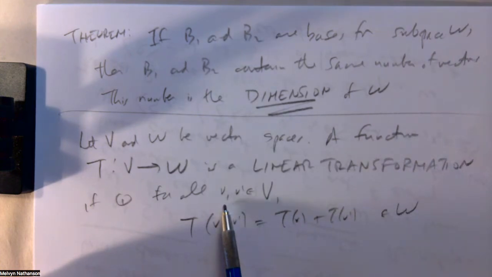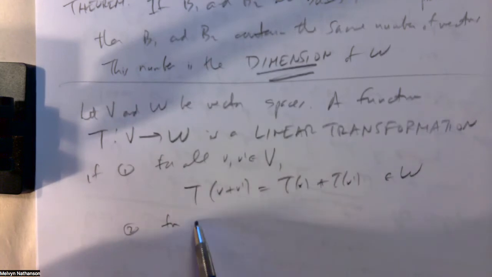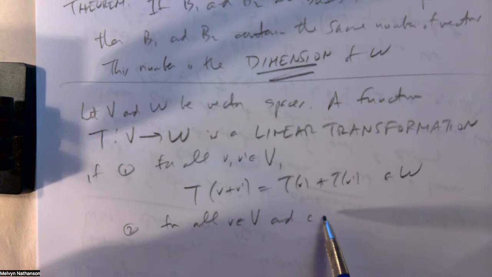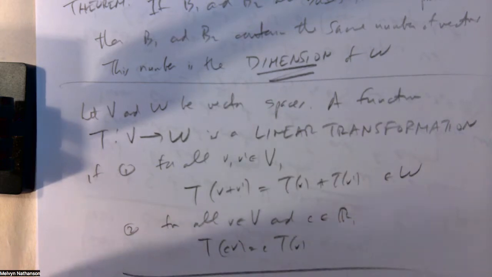So if I take two vectors V and V prime in V, add them in V and then take T of that vector, I get exactly the same thing as if I take T of V and T of V prime, and add them in W. And the second property says, for all vectors V and all scalars C in R, T of C times V is C times T of V. So this is the definition of a linear transformation.